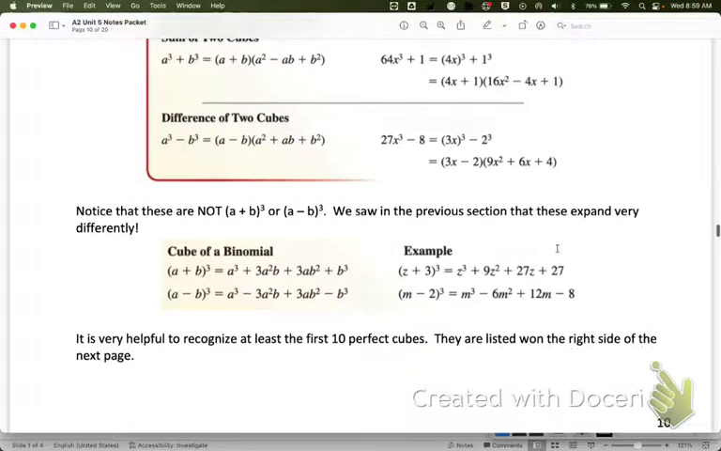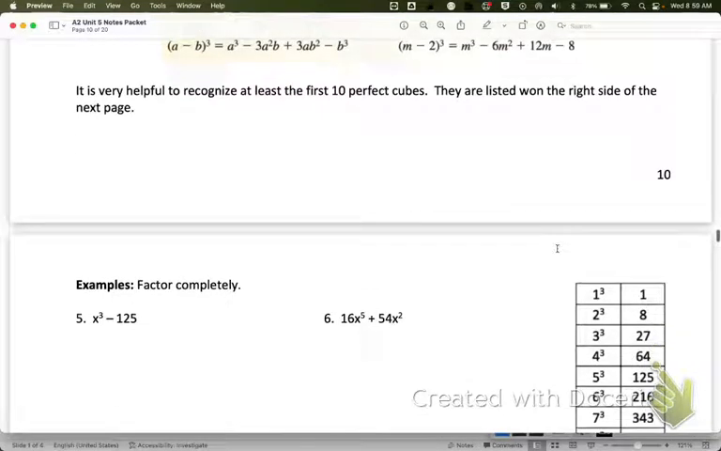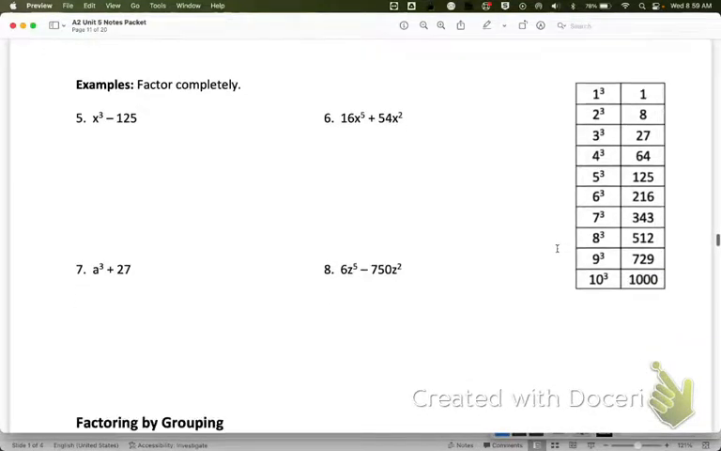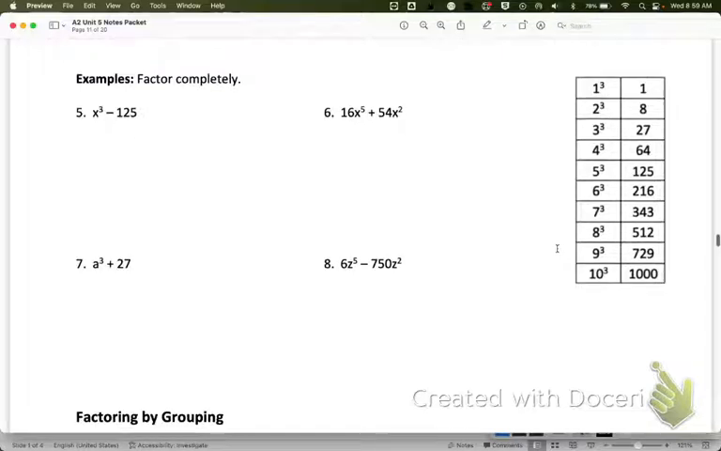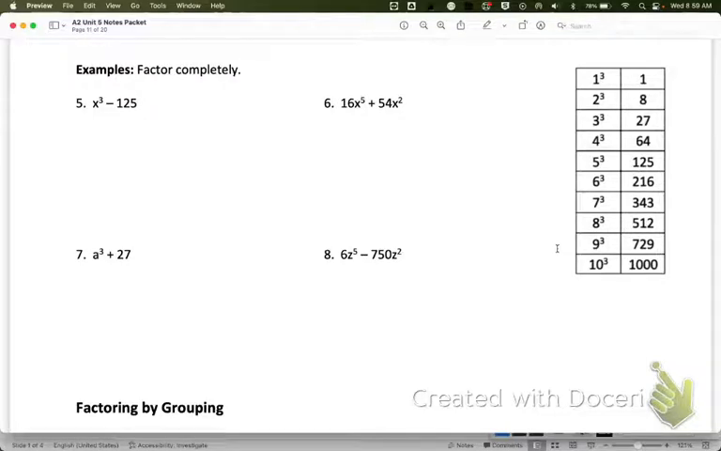And then lastly, on the next page, I've got the first 10 perfect cubes listed out. You should recognize those 10 numbers as perfect cubes. So put them on a flashcard, start studying those perfect cubes. You should know those without a calculator, okay? All right, so let's look at a couple of these.